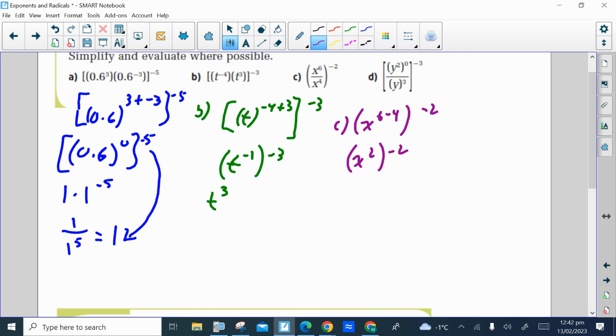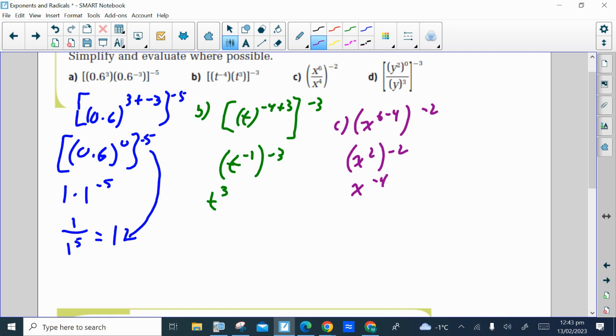Now what do we do, Declan? Multiply the exponents. Yes, because you have one exponent raised to another. And what happens to the base? Stays the same. So you'll get x to the -4. 2 times -2 is -4.